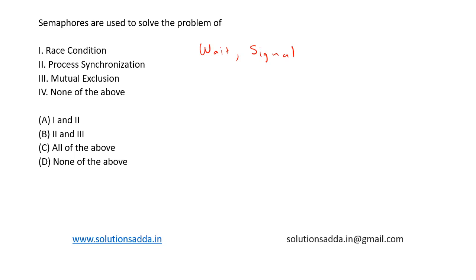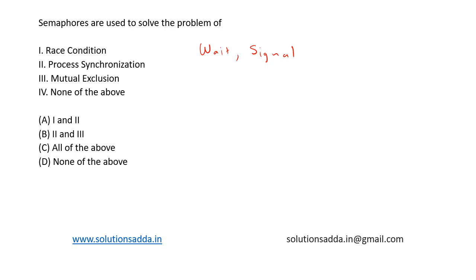Now let's see the options. Race condition. A race condition is a section of code where if multiple threads or processes execute, its final outcome is undefined and it depends upon the order in which they execute. So some sort of ordering or mutual exclusion is required to avoid this condition. Second one is mutual exclusion. A mutual exclusion is a program object that prevents simultaneous access to a shared resource. So here also semaphores are required.